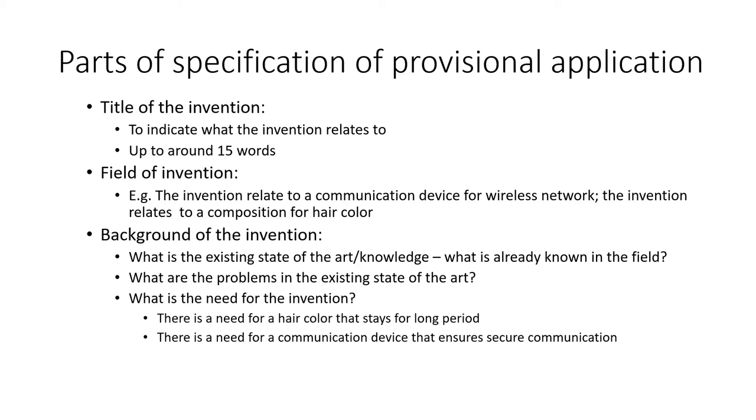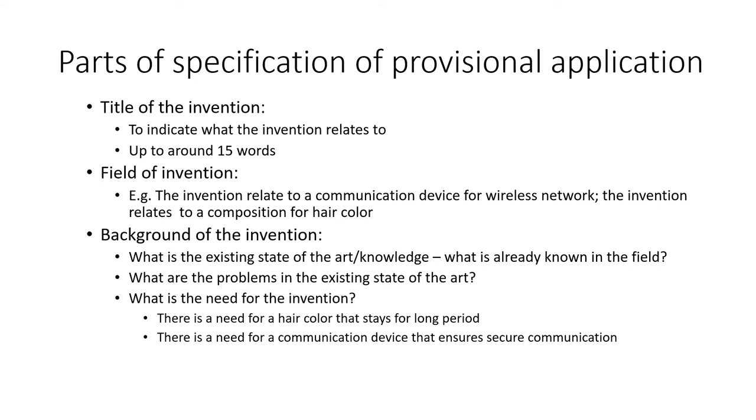So like I gave you an example that your innovation relates to a communication device. So your field of invention could say that the invention relates to a communication device for wireless network. Or maybe if your innovation relates to a composition for hair color, you can always say that the invention relates to composition for hair color.